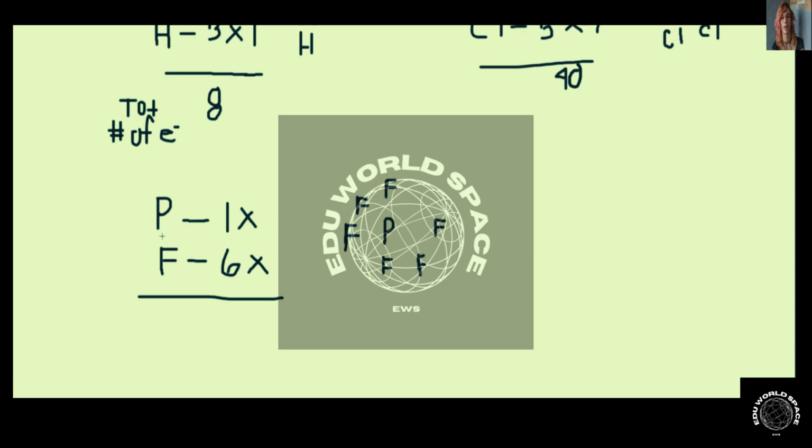For phosphorus bonded with fluorine, phosphorus has a valence number of 5, and fluorine has a valence number of 7. So 42, because 6 times 7 is 42. 42 plus 5 is going to be 47. So we have to distribute these 47 electrons.